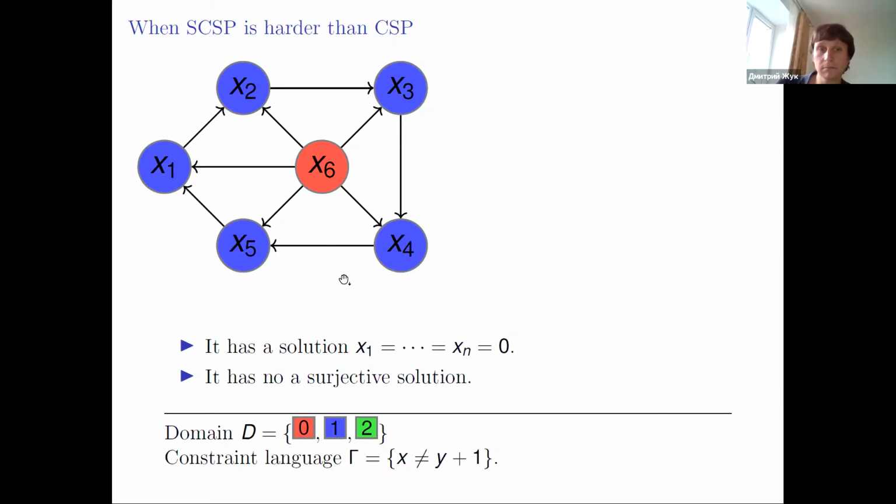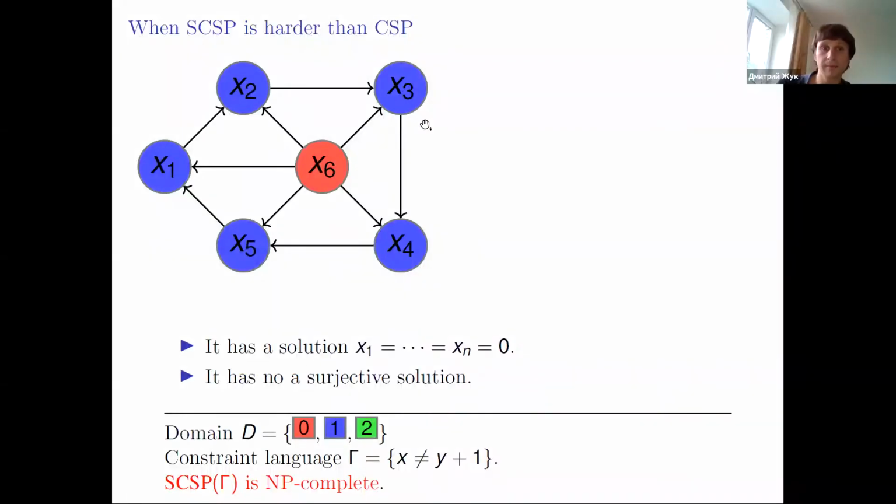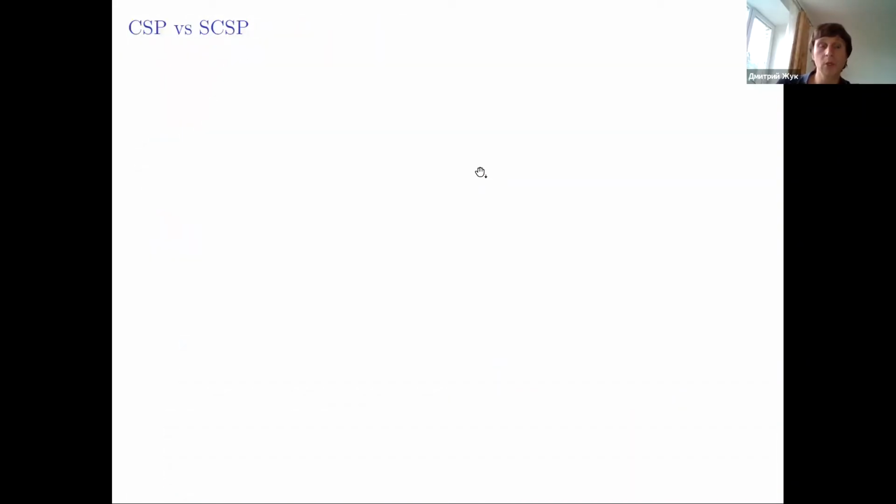And we can actually prove that this problem is NP-complete. So you see that CSP over this constraint language is easy and actually trivial because 0, 0, 0 is always a solution. We don't need to solve anything. We can always return, yes, there is a solution. It's solvable. But for surjective CSP, it's not easy and it's actually NP-complete.